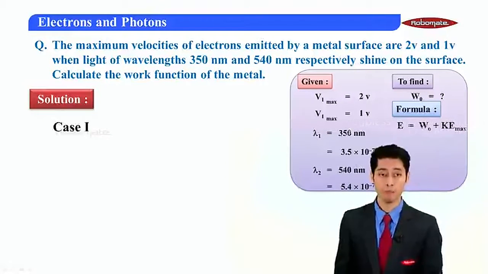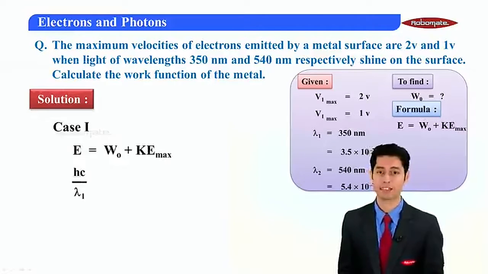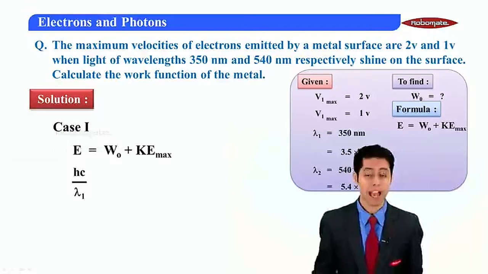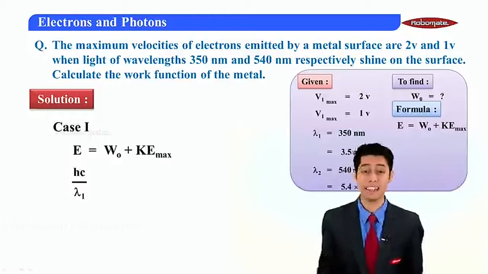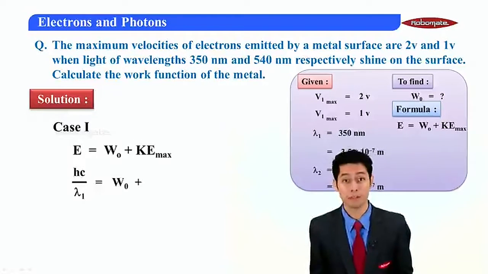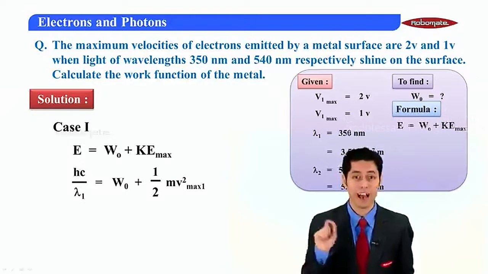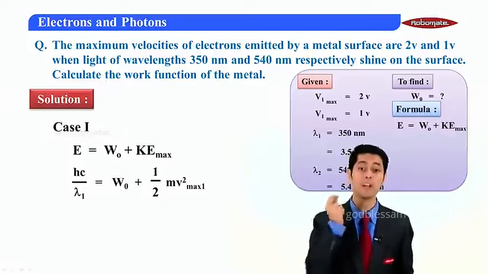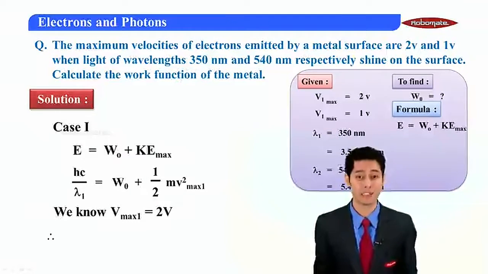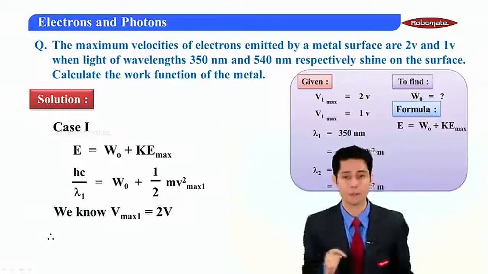While solving the problem, let us consider case 1. We know that E is equal to W naught plus Ke max. But can I say I can write energy as hc by lambda? And since this is case 1, I'll write it as hc by lambda 1, which is equal to W naught plus Ke max 1. Now Ke max 1 can be written as half m V max 1 the whole square. But we know that V max 1 is twice the velocity.